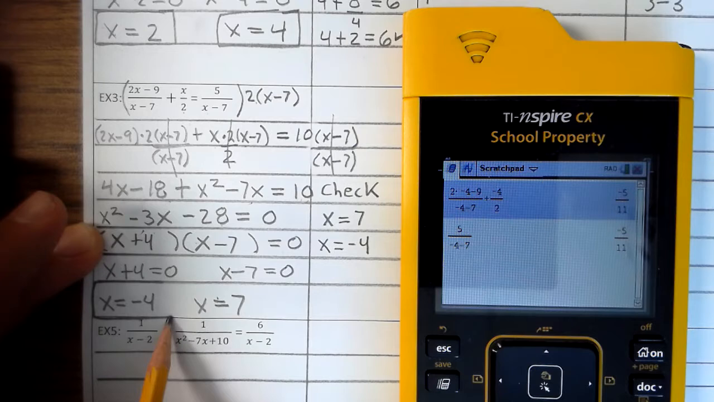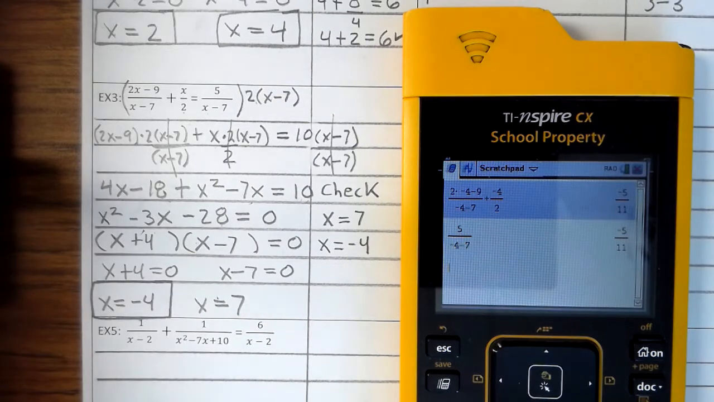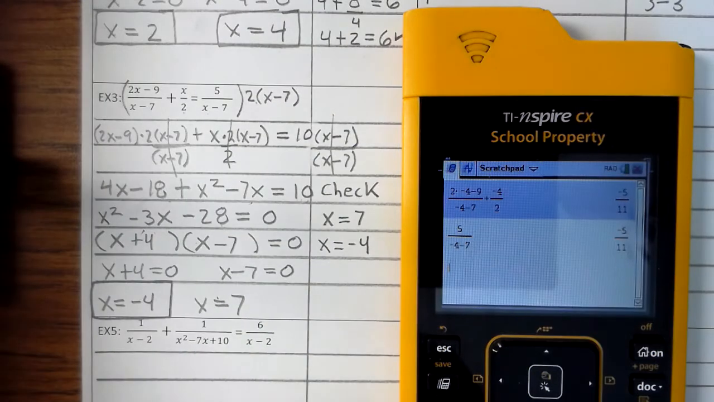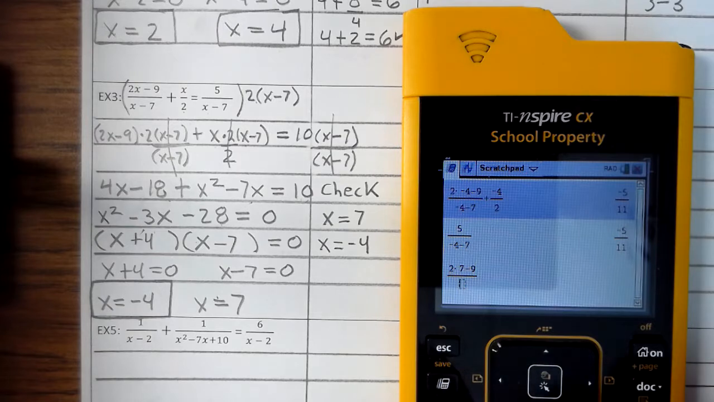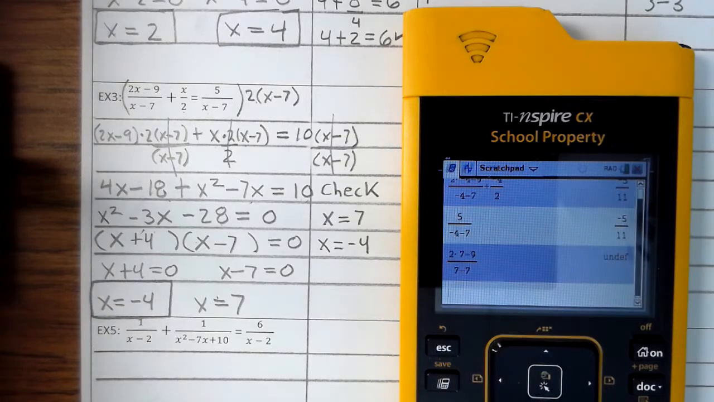So now let's check x equals 7. So control divide. 2 times 7 minus 9 divided by 7 minus 7. You stop there. We don't even care if the left side equals the right side because we have undefined. Since it's undefined, we know that this is an extraneous solution.